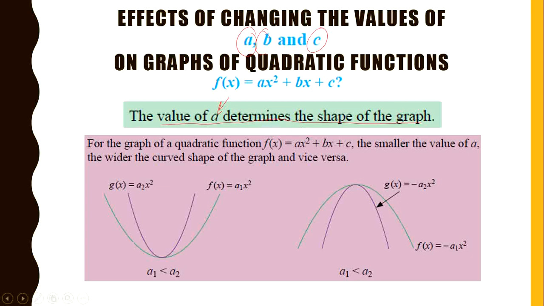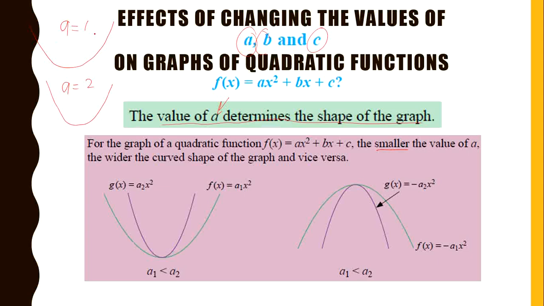For the graph of a quadratic function f(x), the smaller the value of A, the wider the curve shape of the graph and vice versa. Oh, macam tu maksudnya. Bila nilai A lagi kecil, dia makin tenganga ataupun makin luas dia punya curve tu. Contohnya nilai A dia is 1, so dia punya curve macam ni. Let's say kalau I buat nilai A is 2, dia punya curve kuncup sikit.